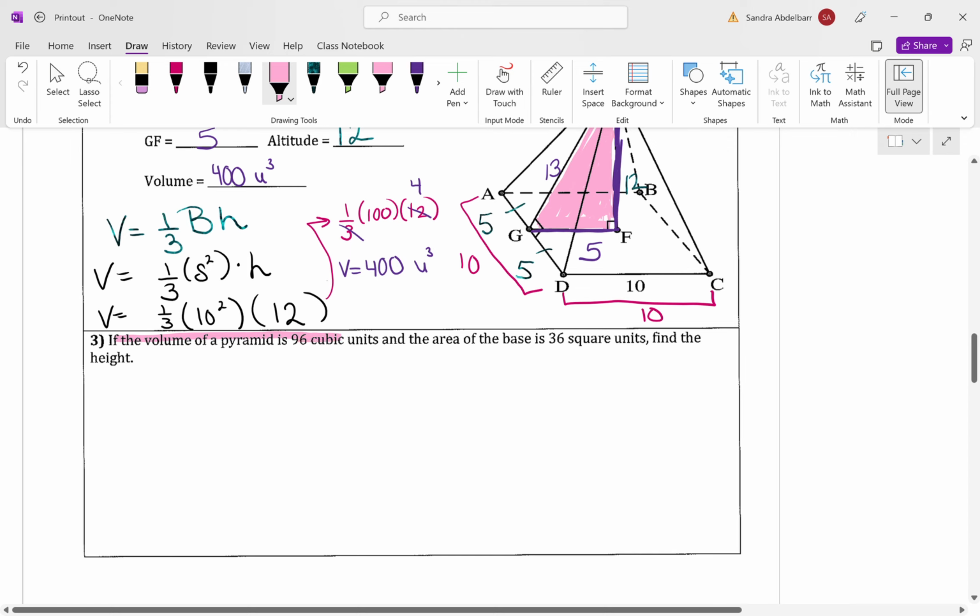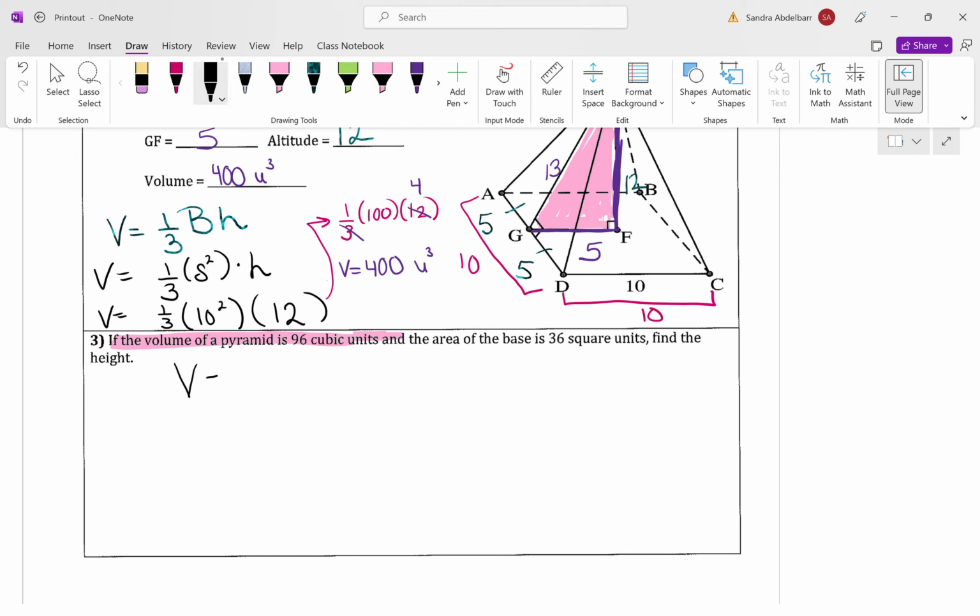All right, so here they're saying if the volume of a pyramid is 96 cubic units. So the minute I see volume and pyramid, I'm writing out the volume formula. Volume equals 1/3 area of the base times the height. And now they're saying the volume of the pyramid is 96. So in my formula, I'm going to replace that V with 96.